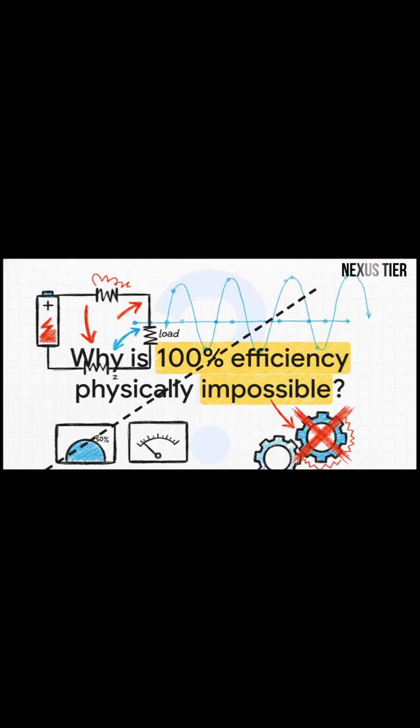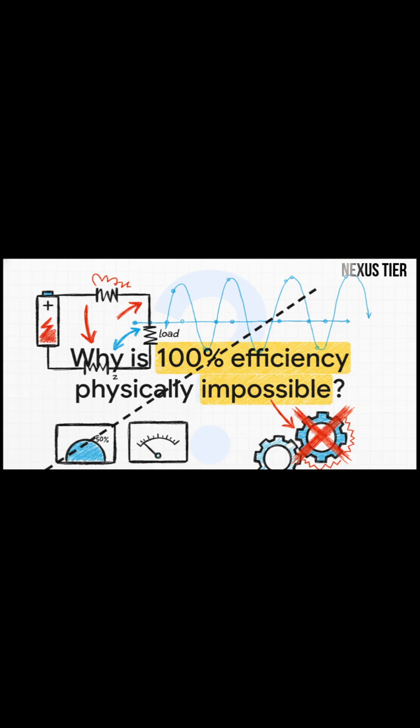Which brings us to our final big takeaway. We've seen how energy is conserved, how it's transferred, and how it's lost. Now, in physics, the maximum power transfer theorem states that to get the absolute most power out of a battery, the external resistance must exactly equal the battery's internal resistance. But let me leave you with this somewhat provocative thought.